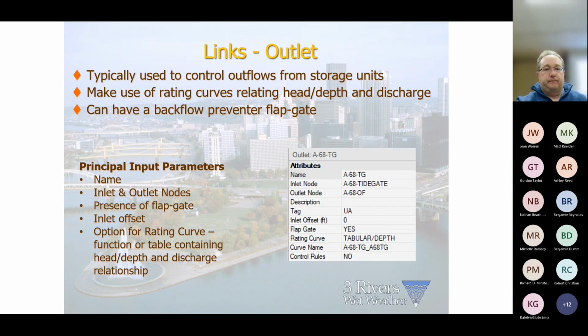What exactly is the inlet offset? So inlet offset is defining the elevation of that pipe, again, relative to the elevation at the node. So this is basically saying this is coming in. Is it coming in at the invert of that node? If it is, it's 0. If it's coming in 6 inches above the invert of that manhole, then it's 6 inches.